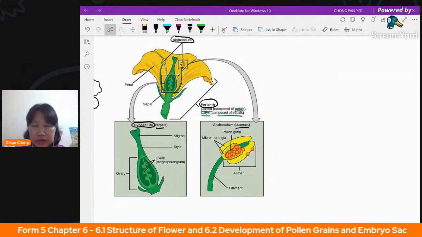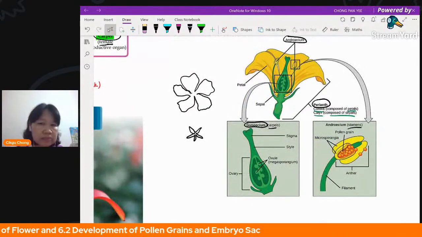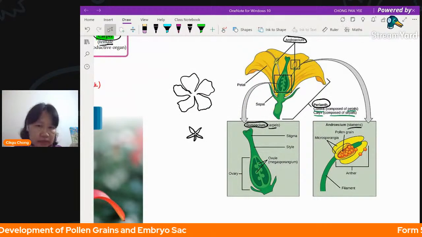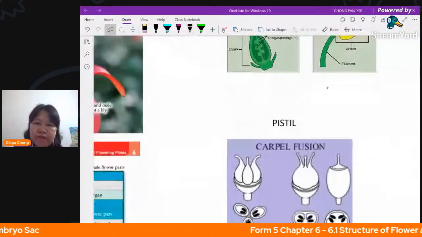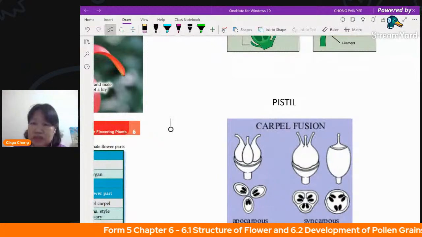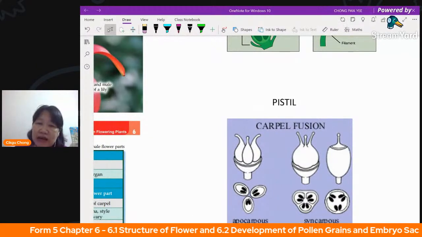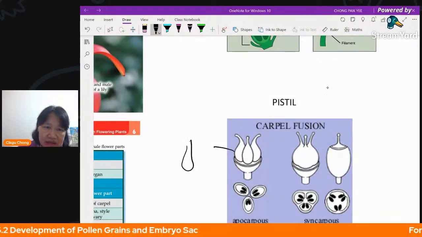Before I start with the carpel, there are certain words sometimes you get confused. Sometimes you see the words carpel and pistil. What's the difference? A pistil is actually fused carpel. I'm just giving additional information to help you. So carpel is just one of these. One of these, you see, looks like a vase, that you put your flower inside.